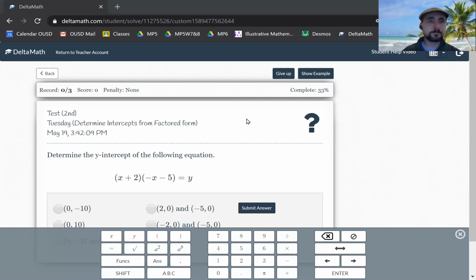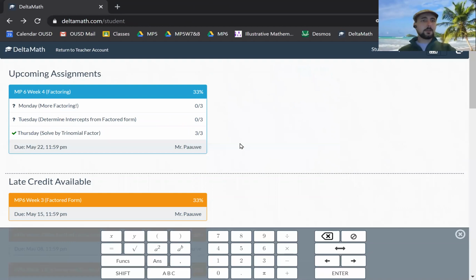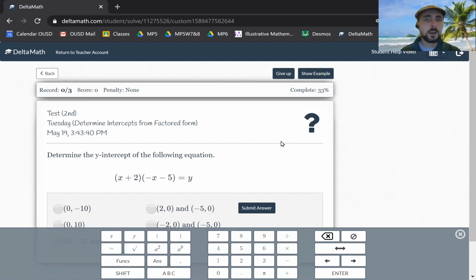All right. So let us talk about some math problems on DeltaMath. I'm going to be looking at Tuesday's topics, determine intercepts from factored form. So let's look at the first problem.